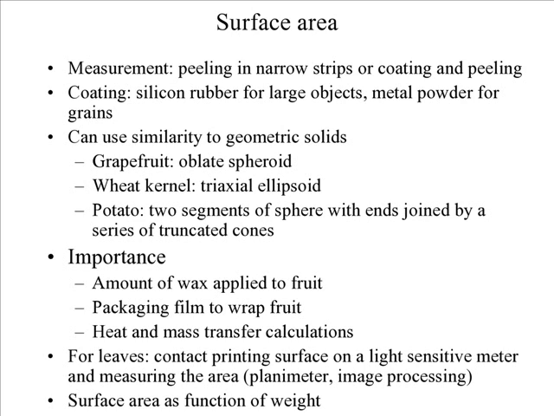For example, for a grapefruit, you can use the surface area for an oblate spheroid. For a wheat kernel, you can use a triaxial ellipsoid. For a potato, you can use two segments of a sphere with ends joined by a series of truncated cones. And those can be ways to use estimates to actually find out what the surface area of a biological material is.